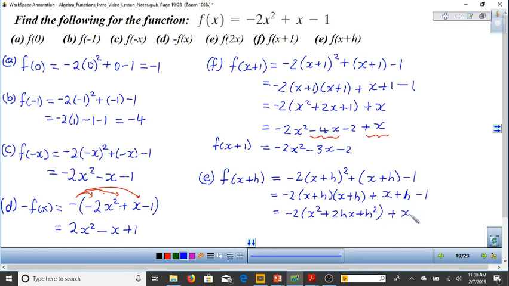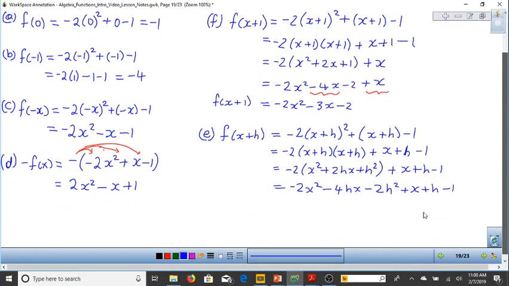And then we're going to distribute that negative 2, and we end up with negative 2x squared minus 4hx minus 2h squared plus x plus h minus 1. And unfortunately, there are no like terms, so this is all we can do. This is what we end up with. That is our answer, and that's that.